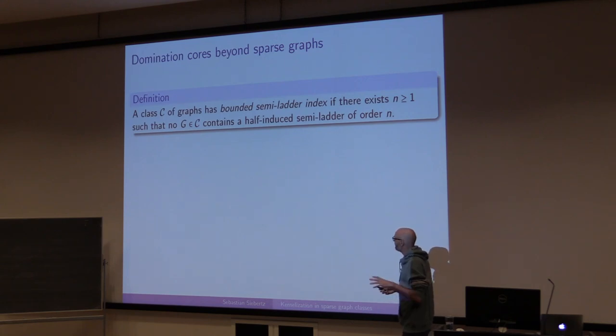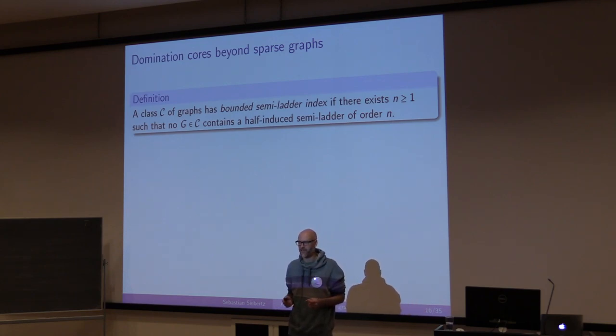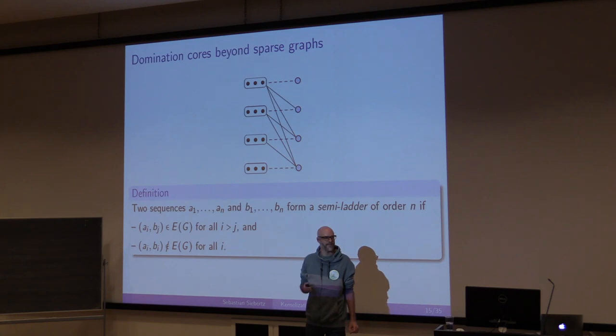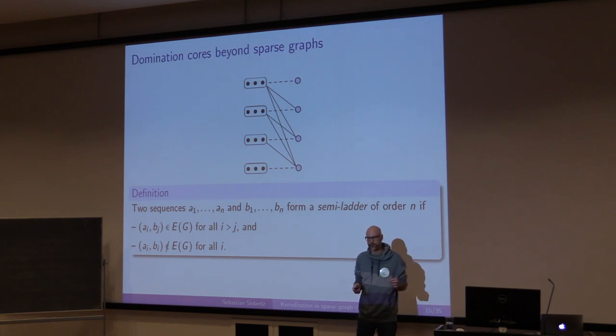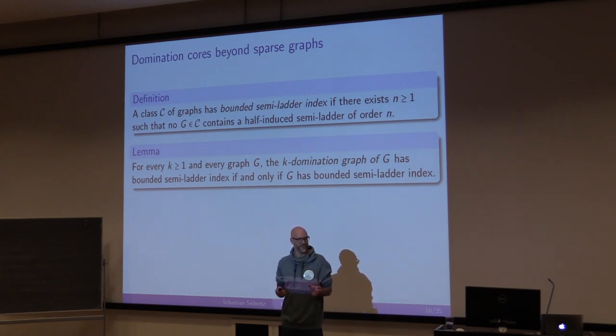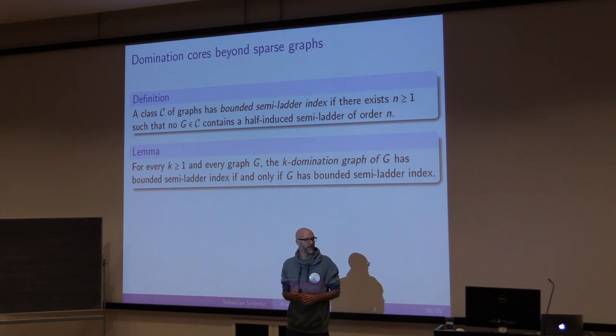So we say that a class of graphs has bounded semi-ladder index if there exists a number n so that we don't find half-induced semi-ladders of order n. Half-induced means here that I care only about the edges between the two parts of this bipartition. There can be any edges that you like between vertices of the same partition. And now it's a quite simple application of Ramsey's theorem to see that for every k and every graph, the k-domination graph, where I have exactly the k-tuples of vertices on the one side and I connect them with the vertices of my graph if one of them dominates this vertex, that this k-domination graph has bounded semi-ladder index if and only if the original graph has bounded semi-ladder index.